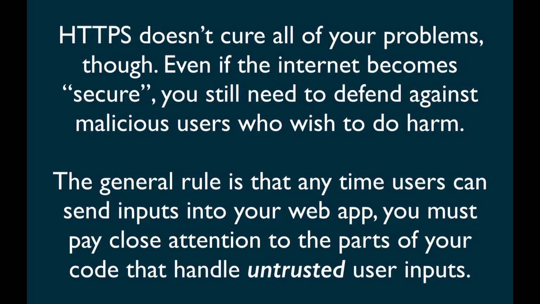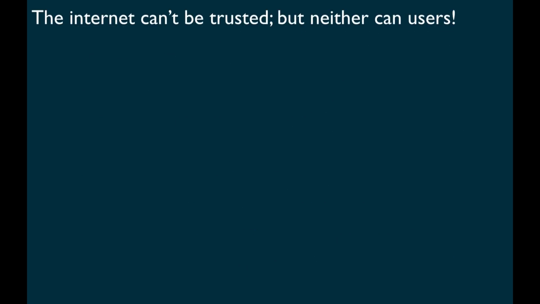So now that we have largely achieved the dream of a secure internet, you still need to defend against malicious users, right? And that's not going away anytime soon. We'll never have an algorithm that defends against bad people. So the general rule, again, is that anytime users can send any input in your web app, you have to really pay close attention to the parts of your code that handle these untrusted user inputs. You should imagine that anytime anyone can enter anything in a text box or fill in anything, somebody's going to try to push the envelope and send in something really bad, just at any time.